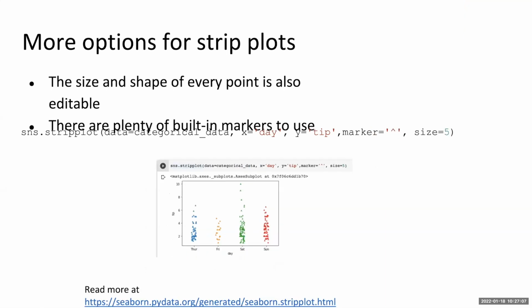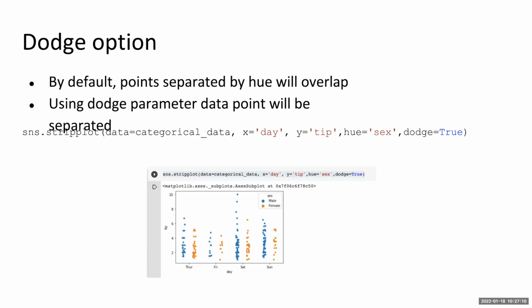Sorry, this dodge is used together with hue. Yeah, that's correct, you're still using hue. Hue by default will mix them together, right? But if you want hue to separate them, use dodge. That's a great point. Yeah, use them together.